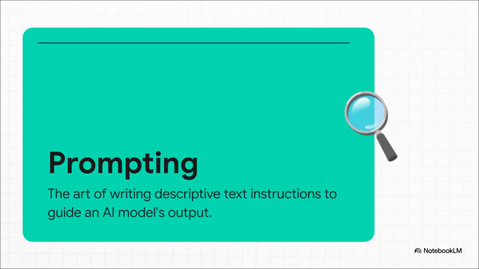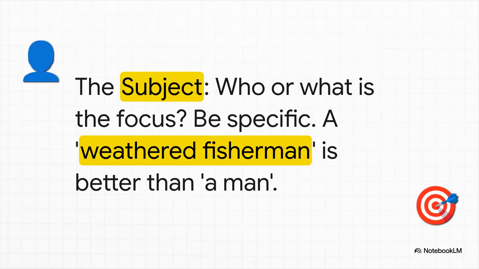So, how do you get good at it? Well, it all boils down to 4 key building blocks. First up, and this one's probably the most obvious, is the subject. Who or what is the absolute focus of your scene? You have to be specific. Is it just a man? Or is it a weathered fisherman with a long gray beard? You see the difference? That specificity is everything.